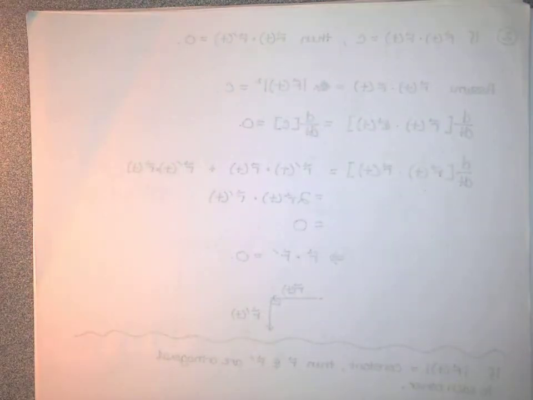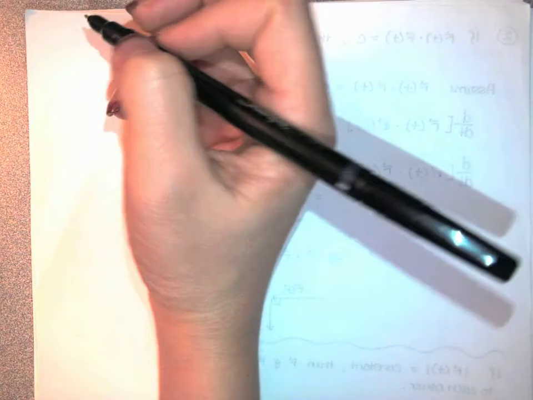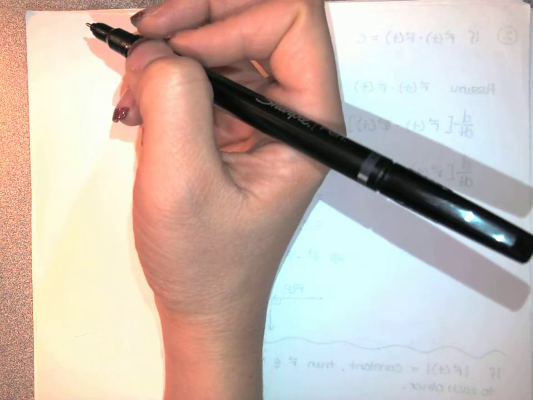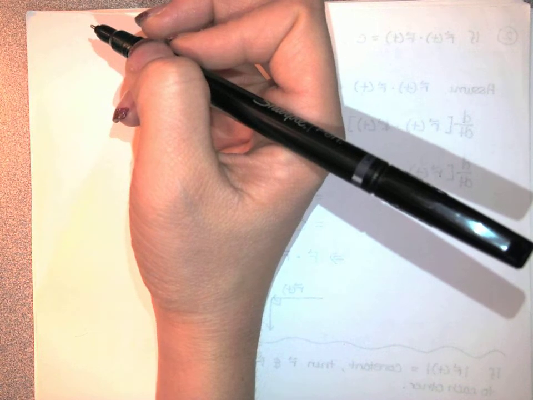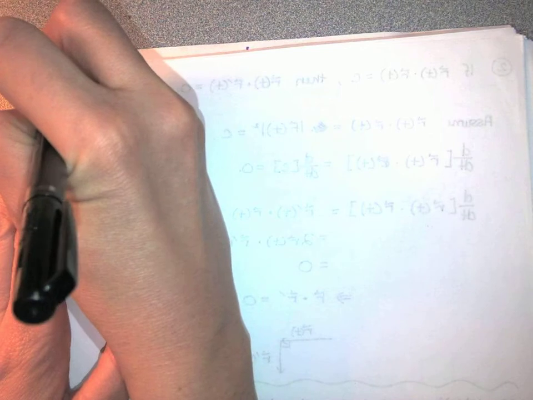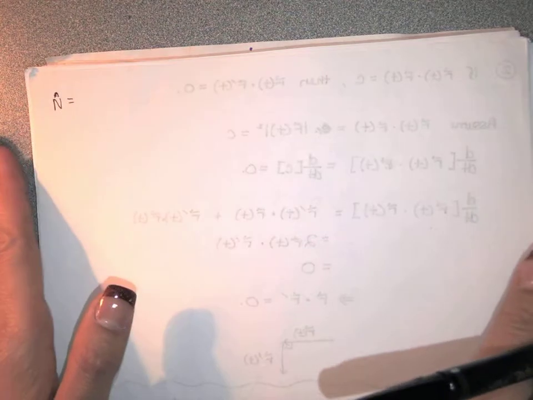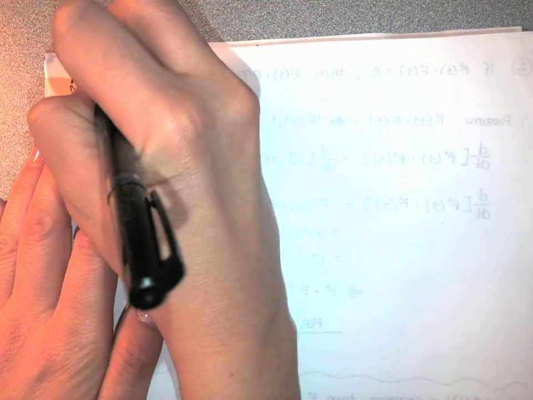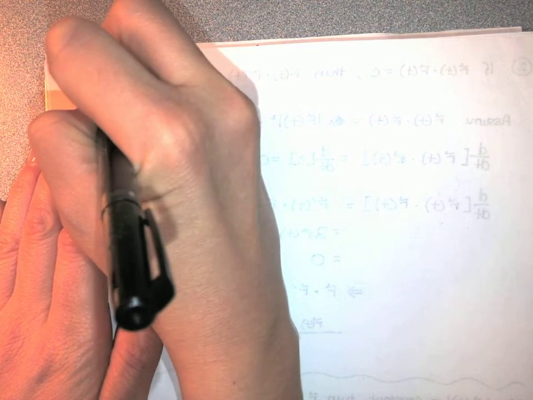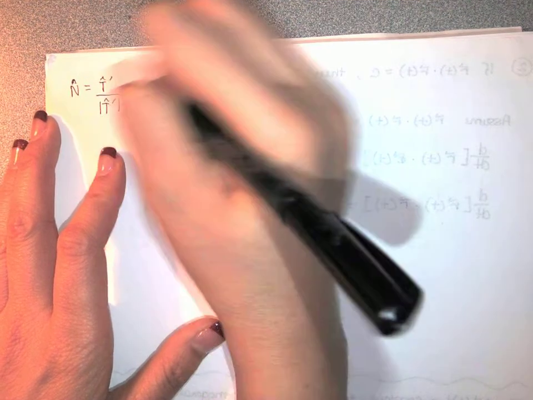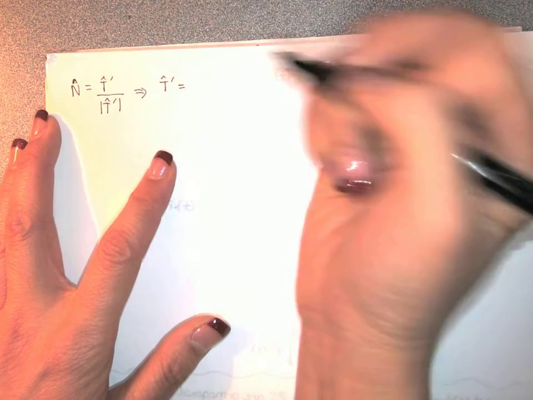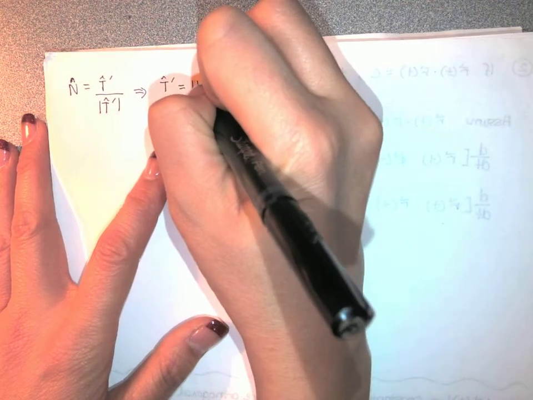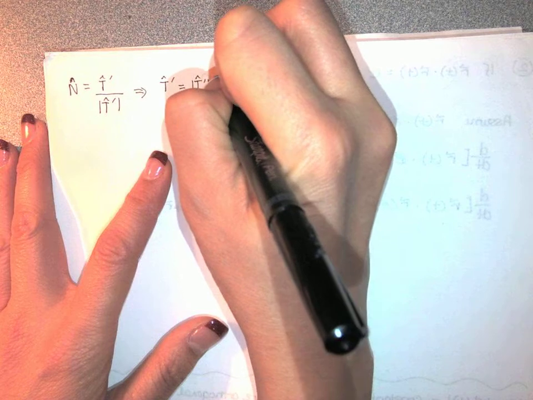So now suppose we're trying to find an equation for t hat prime. Well, we already know that the principal unit normal is t hat prime divided by the magnitude of t hat prime. So if I solve that for t hat prime, and that's a derivative with respect to time, it is the magnitude of t hat prime times the unit normal.